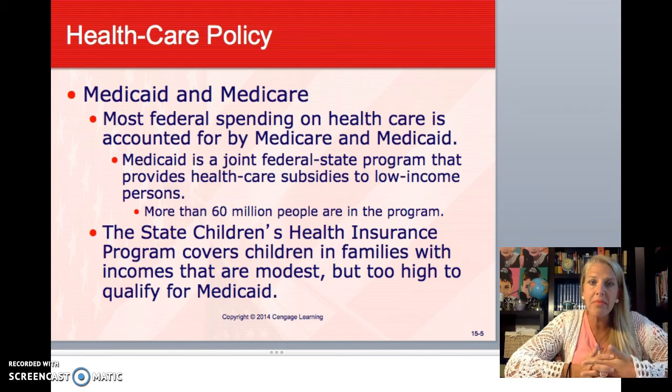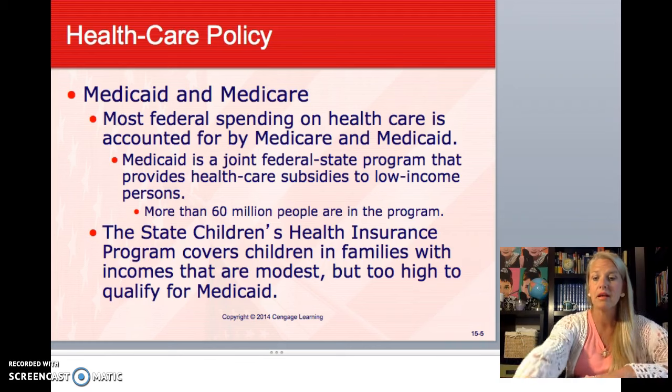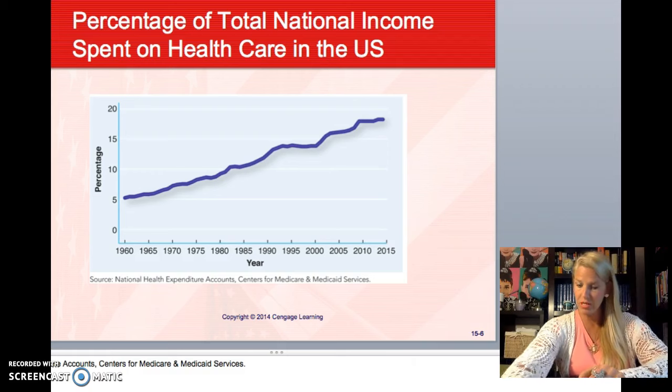Okay, so Medicaid and Medicare, federal spending. We talked about the CHIP health insurance program, which is just a wonderful thing. It covers all children that are too high for Medicaid, but we know health insurance is very expensive. Percentage of total national income spent on healthcare. We have a graph that's on page 339.